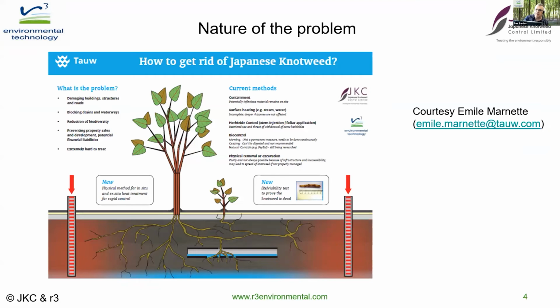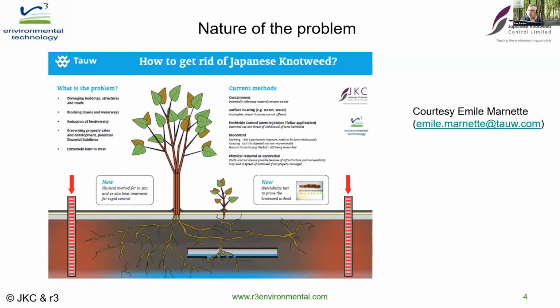This is an infographic which Tao have put together, Richard and I collaborating with Tao about Japanese knotweed. So it's setting out the problem about the damage that it causes to infrastructure and to nature, and that it's extremely hard to treat. It sets out some of the current methods like containment or surface heating, or these biocontrols like mowing or grazing, and herbicide control and physical removal or excavation.